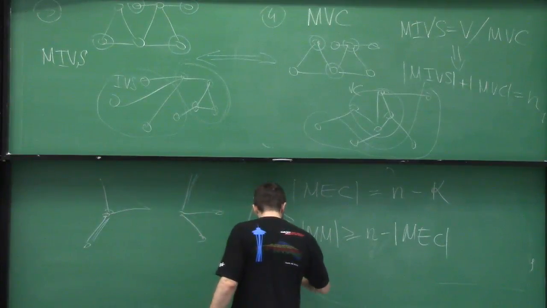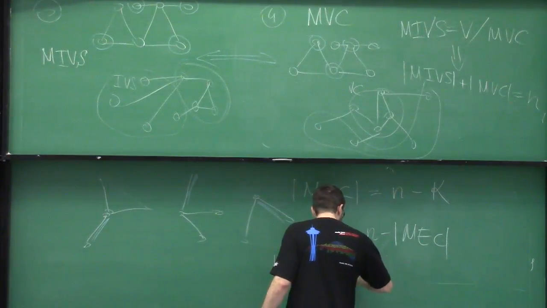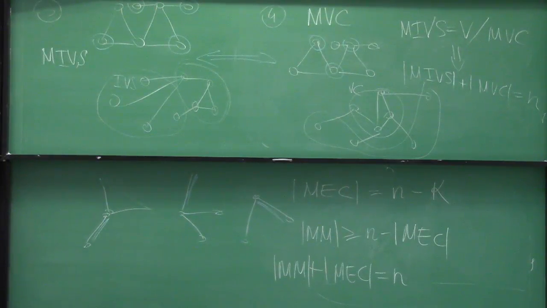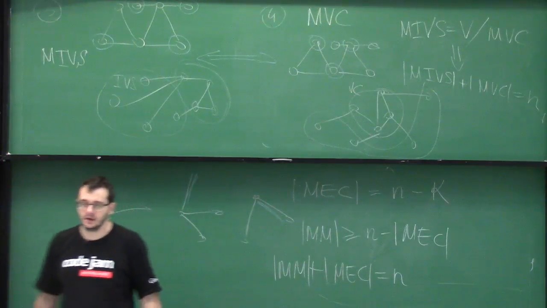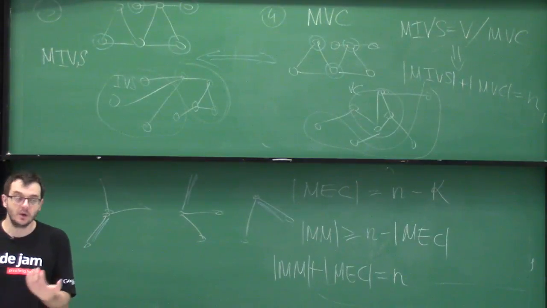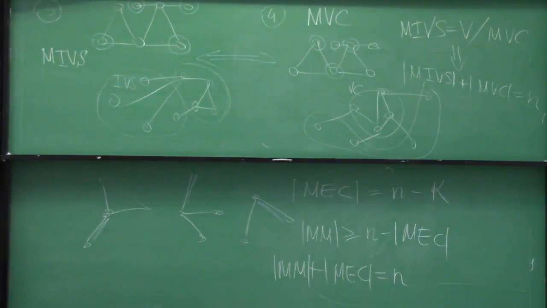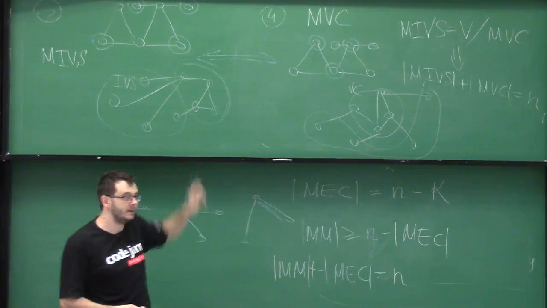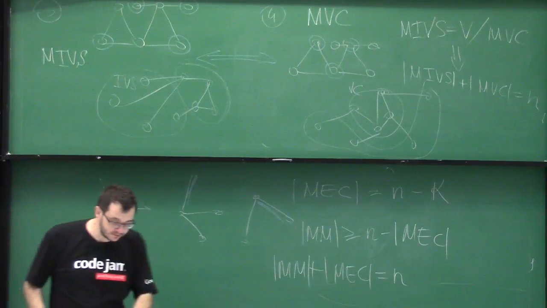So as a result, the size of maximum matching plus the size of minimal edge cover equals n, and you have an easy way to construct one of them from the other. So right now, if we look into our 4 problems, we found a connection between the third and fourth problems and between the first and the second problems. But right now, no connection between them.